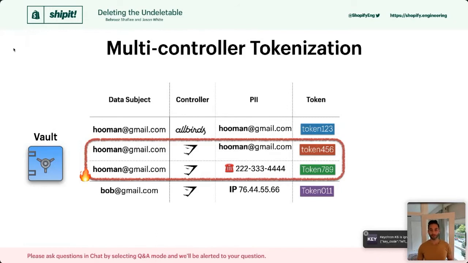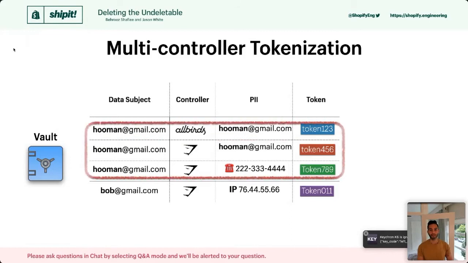If we delete this association, essentially everywhere else in the data warehouse that we have token 456 and 789, they will never be able to be exchanged, and it's essentially deleted. So they become random values. Similarly, human can send a deletion request to be deleted from all merchants, and all we need to do is set the data subject to human and the controller to a wildcard. And it will result in the first three rows. And once that's gone, essentially human is gone from all merchants.